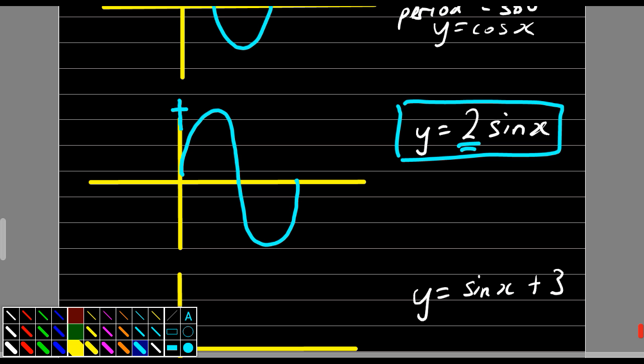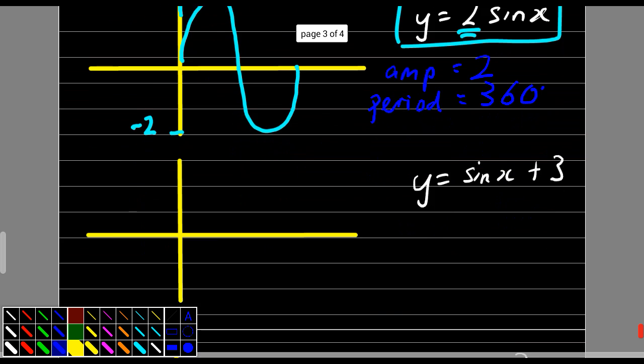And over here, what is this value? Because it's 2 here, the value here is 2, the value here is negative 2. So we want to answer the question, what is the amplitude? 2. Okay, what is the period? Very good, the period never change. Okay, now we go on to the next one.